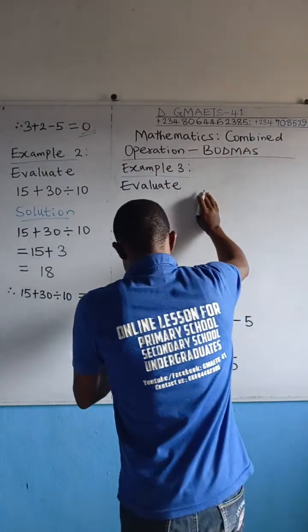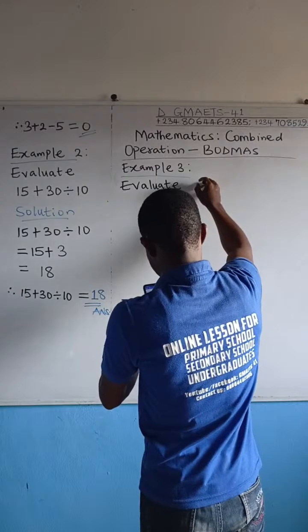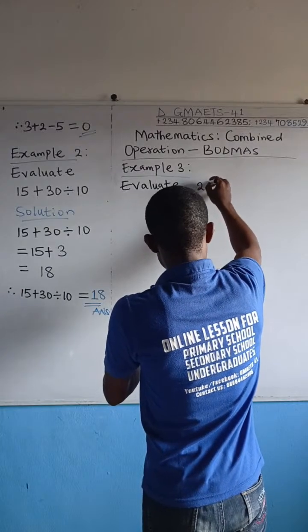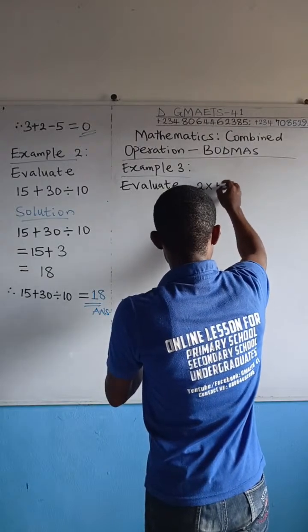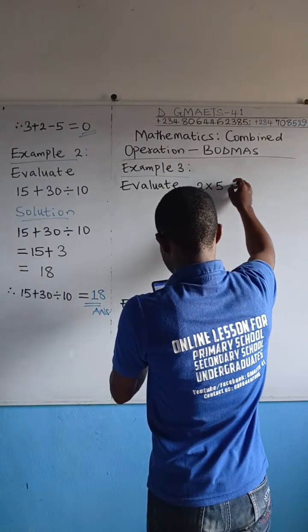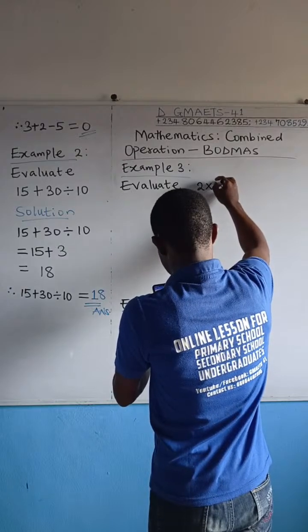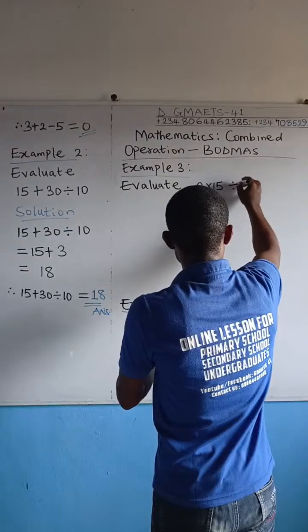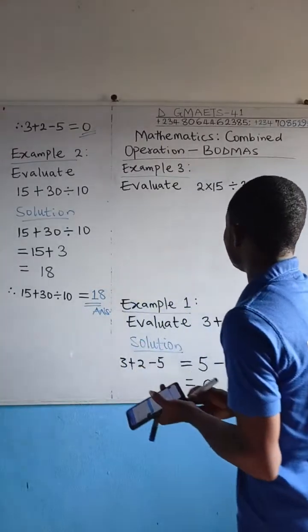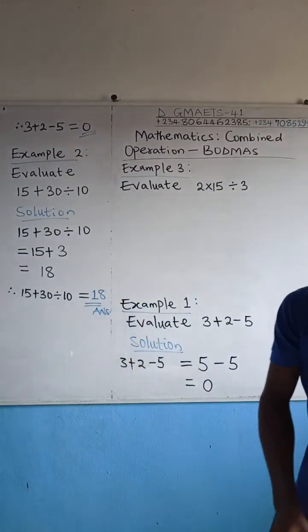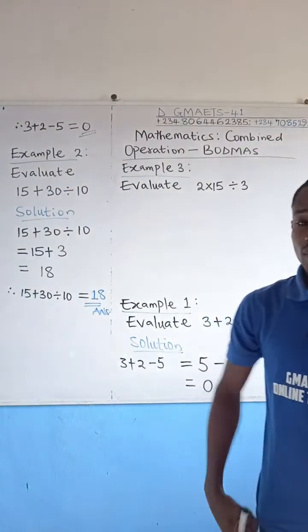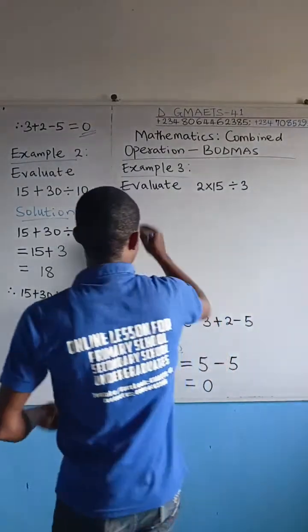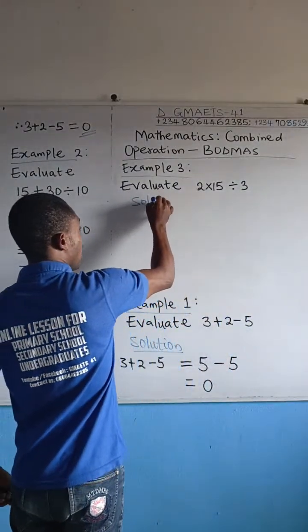Evaluate: 2 times 15 divided by 3. 2 times 15 divided by 3. That is what we are asked to evaluate this time around.